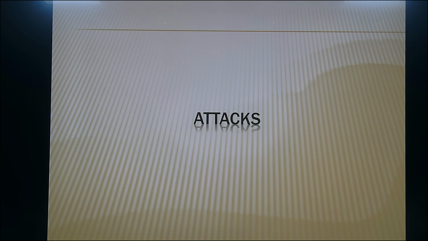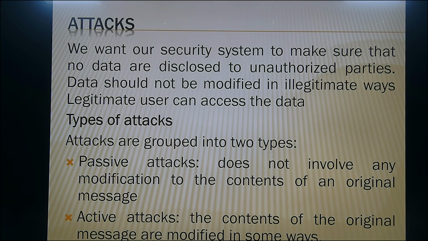Next is attacks. With attacks, we want our security system to make sure that no data are disclosed to unauthorized parties. Data should not be modified in illegitimate ways. Legitimate users can access the data. Then the types of attacks. The attacks are divided into two types. One is passive attack and another one is active attack.